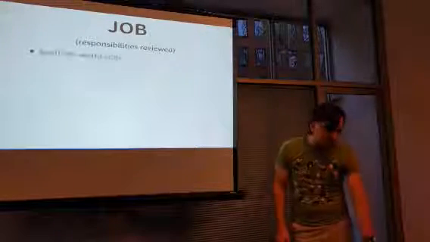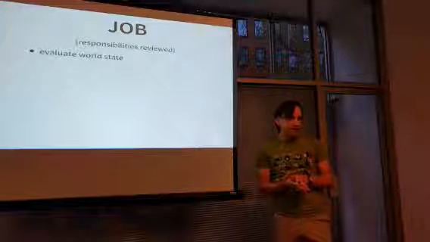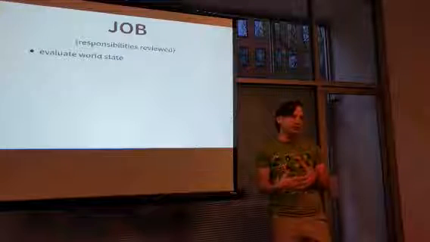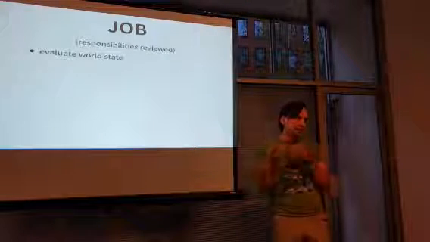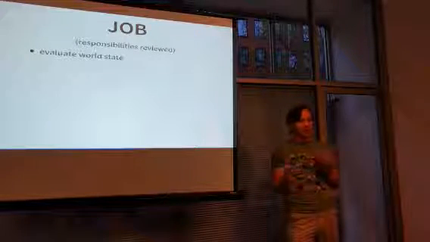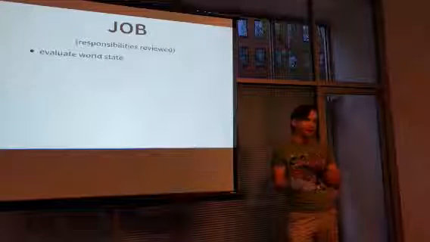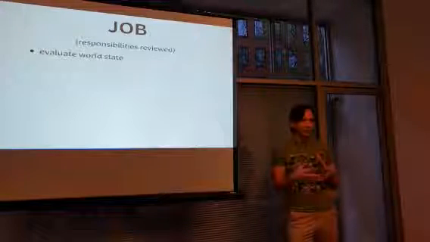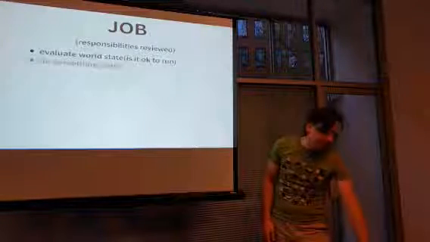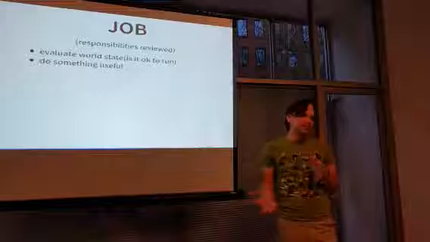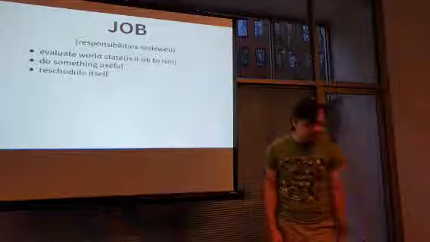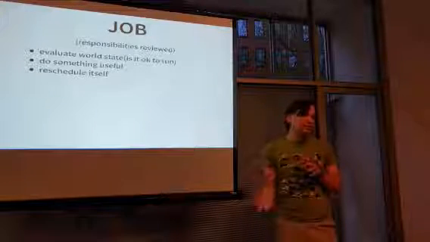Let's review the responsibilities of the job. First is to evaluate the old state. Is it okay to run something, to do the job it was designed to do? So when the scheduler executes the job, the first thing it will do is check: is the world in a state where I am still valid, should I still be run? Then, is it okay to run? Do something useful, which is obviously the main purpose of the job. In my case, it is to send an email to a client, and maybe reschedule itself.